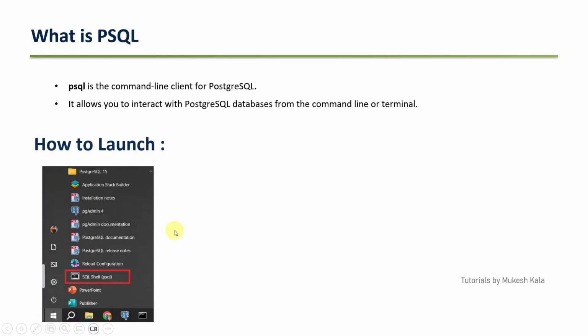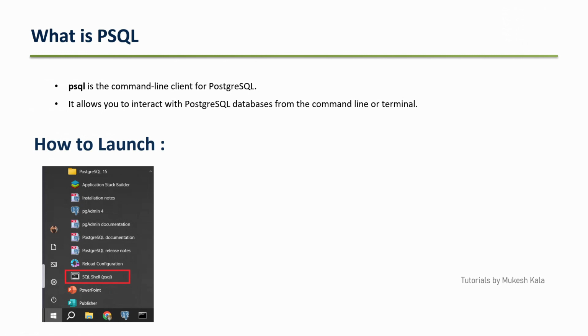Okay, so first things first, what exactly is PSQL? PSQL is the command line client for the PostgreSQL. In the previous video, we have seen how you can launch the pgadmin4, which is nothing but a user interface which we can use with the help of keyboard and mouse to write and interact with the PostgreSQL. However, the PostgreSQL also has something which is called command line for PostgreSQL. It allows you to interact with the PostgreSQL database from the command line or the terminal.